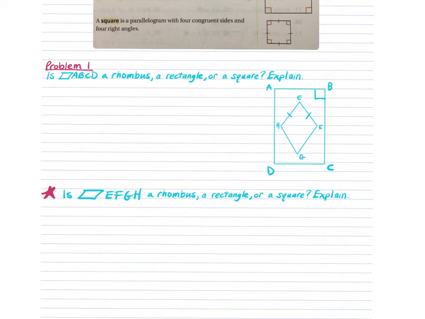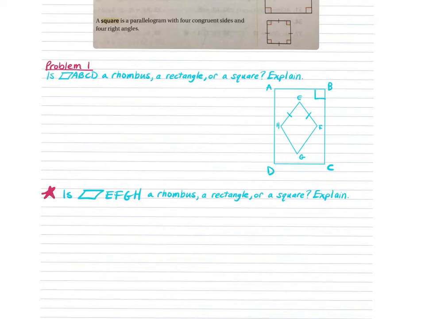So here, remember these are named by the vertices in a row. That's why this is ABCD, ABCD. You would never name this ACBD, just FYI. Okay, so here we have a parallelogram. So they're saying this is a parallelogram, right? We're just looking at this parallelogram. That's what the symbol is, ABCD.